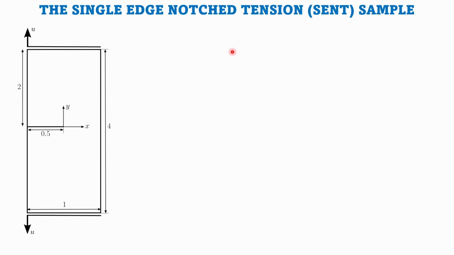Now we look at one more example. All of us know the single edge notch tension, SENT, sample. I have also shown some representative examples of LC in my previous videos, so you are free to watch them. We consider this specimen. Take a look at it. We have the edge notch. It is pulled in tension on both sides, in displacement of course, and the origin is at the crack tip.